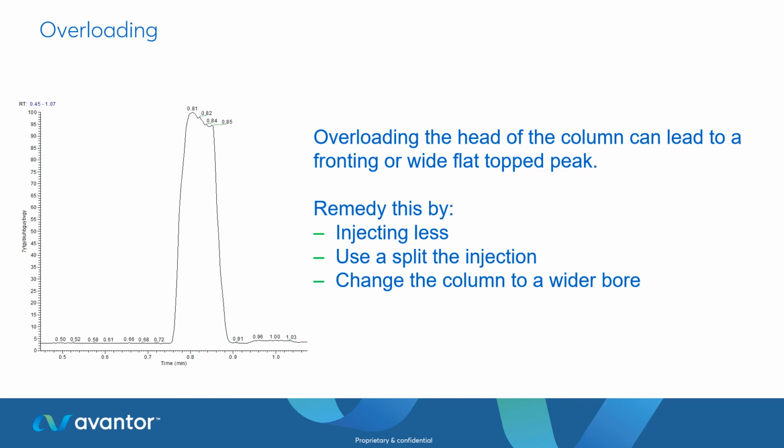The next section is going to be looking at peak related problems. So the first of which is overloading. Overloading occurs because we've injected too much stuff onto the column. And so this can be remedied very simply by injecting less, using a split at the injector, or looking to change the loadability of the column by using a megabore or wider bore column.